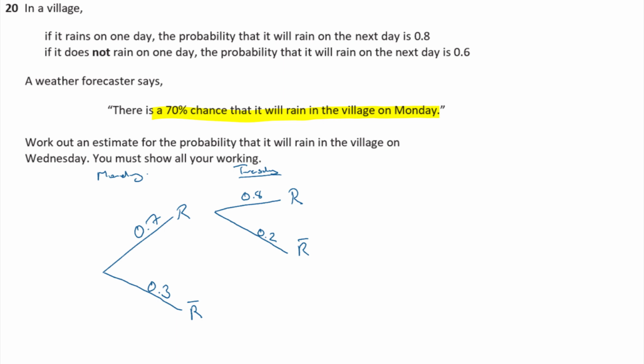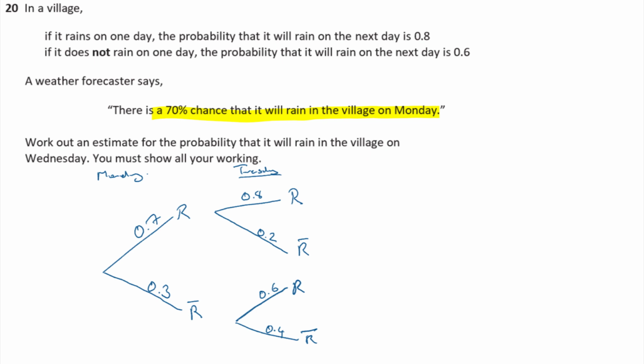Now, if it didn't rain on Monday, then the probability of rain then on Tuesday and not rain. If it does not rain on one day, the probability that it will rain on the next day is 0.6. So that's going to be 0.6 and 0.4 then, isn't it? So that's Tuesday's scenario.